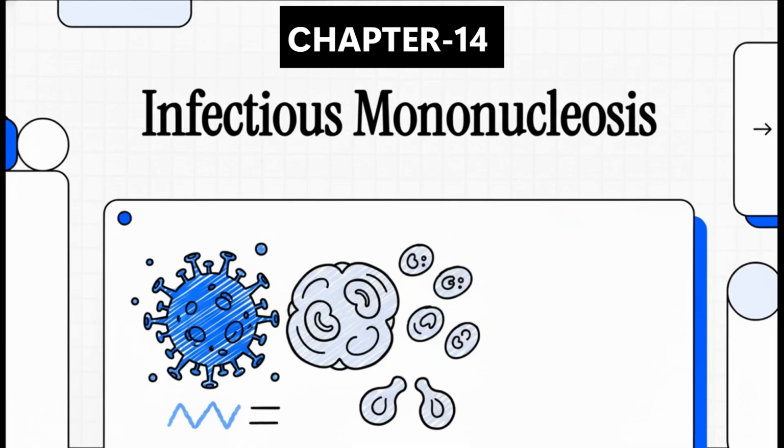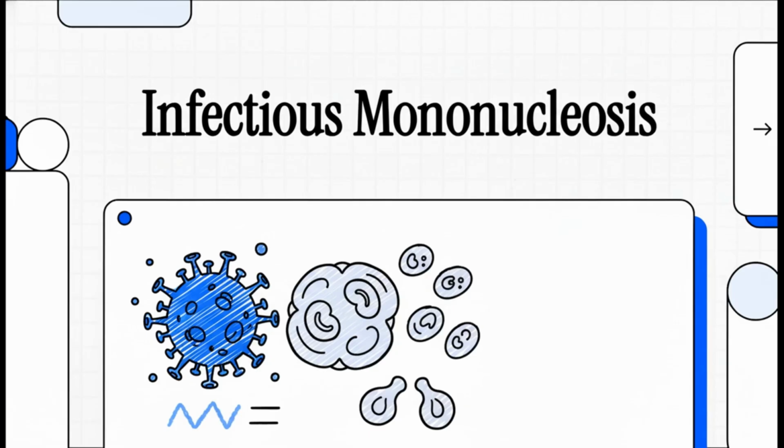Let's talk about a topic that is absolutely essential for your microexams: infectious mononucleosis. This is all about the Epstein-Barr virus, or EBV, and trust me, you're going to want to know this one cold. So let's dive right in.